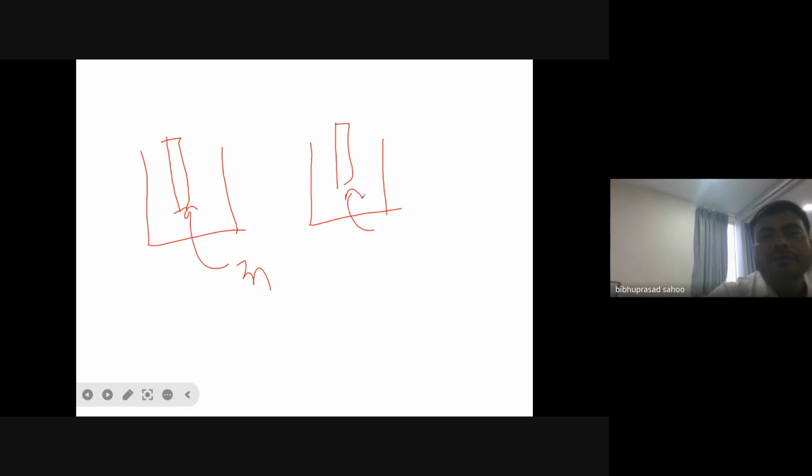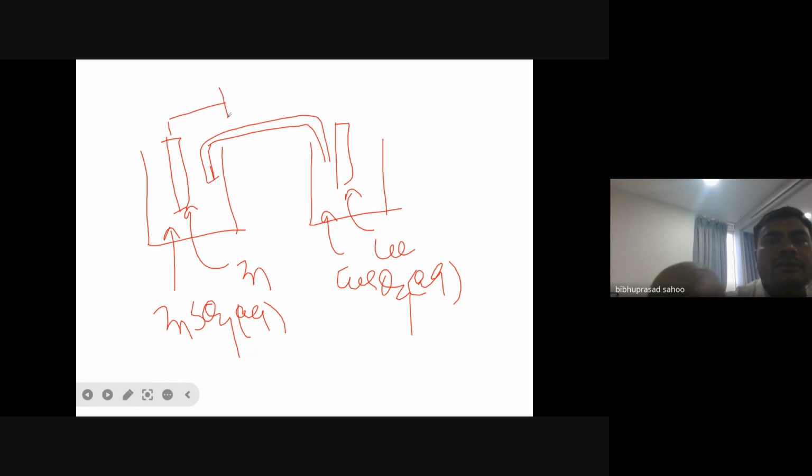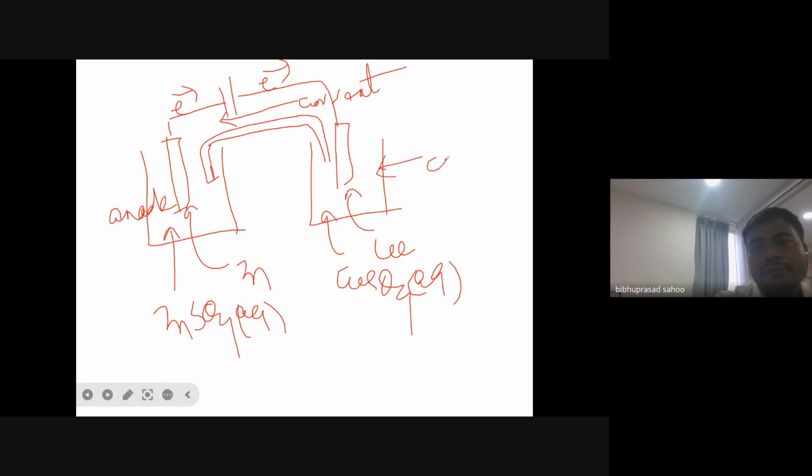This is your copper, and the solution is zinc sulfate, and this solution is copper sulfate. All are aqueous. This is also aqueous. And this is the salt bridge to maintain the electrical neutrality, and this is the circuit. The electron flows in this direction and current flows in this direction. This is your anode, and this is your cathode.